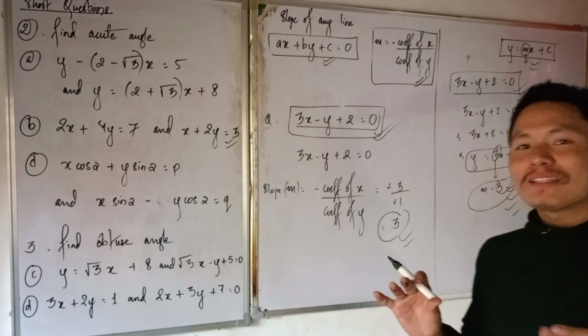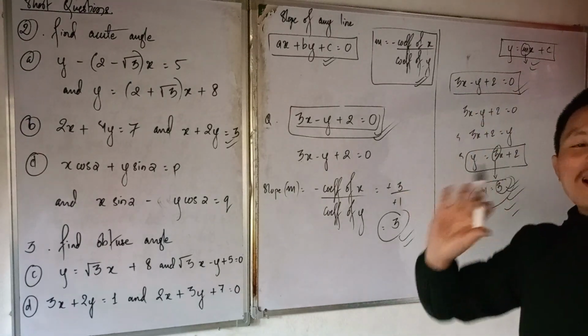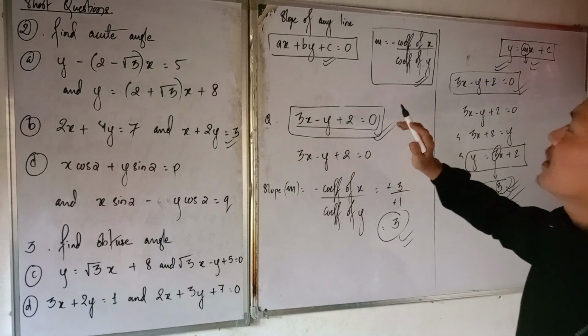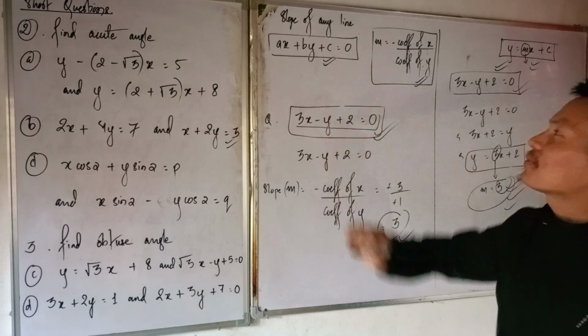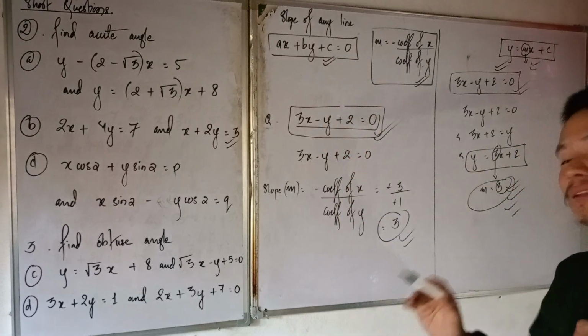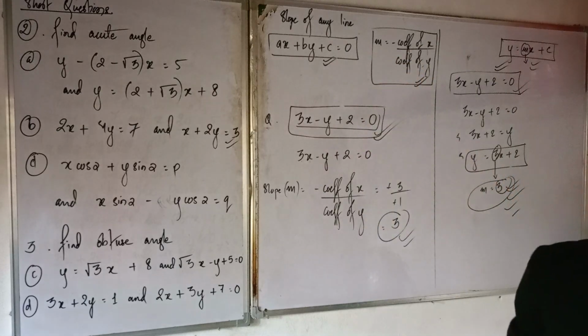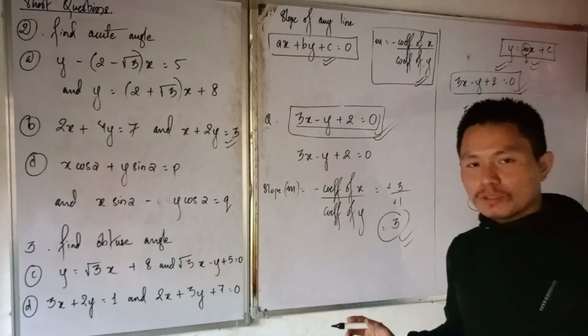Suppose some lines are already expressed in the form y equals mx plus c. In that case you can use this method. Or some lines are in the form ax plus by plus c equals 0. In that case you can use the formula m equals minus coefficient of x divided by coefficient of y.